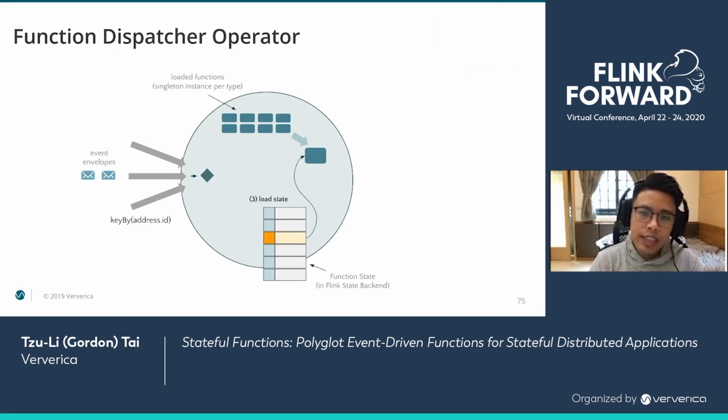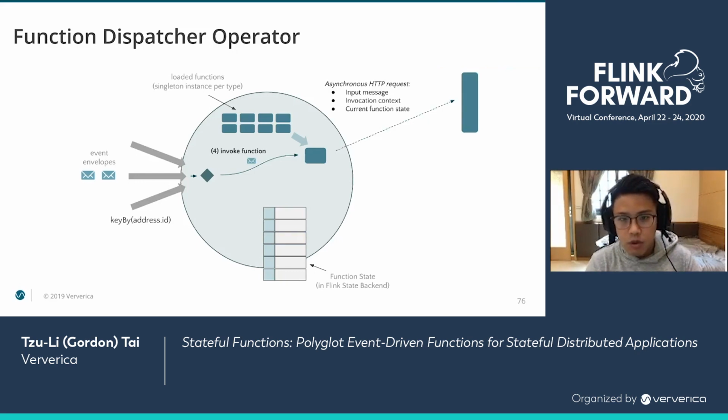Next is to load state for the current invocation. If you're familiar with Flink, internally this is really just a key context switch on the state backends, using the logical address of the target function instance. So when invoking the function and the function accesses or updates state, all it is actually doing is reading and writing to a specific row in Flink's state backend.